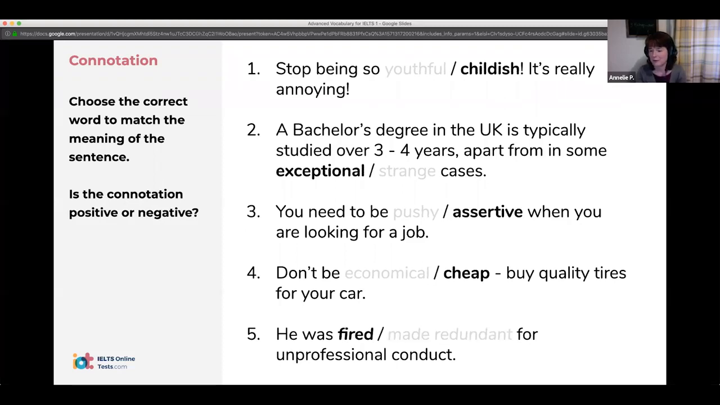Yes, okay, perfect. Fired because it's unprofessional conduct. So you're fired, it's a negative thing, you've done something wrong. But made redundant, it's just that the company is trying to save money. Okay. You'd be terminated. I think your contract is terminated, Amir. If you're terminated, that's a bit more serious. Okay, or removed. Yeah.